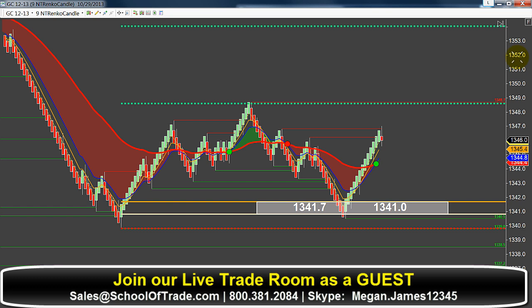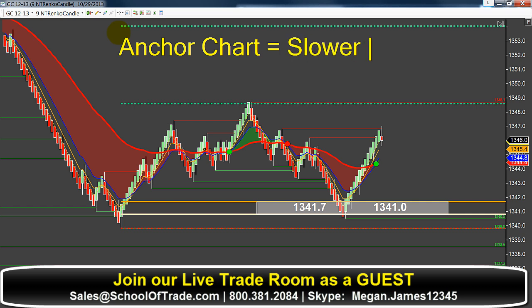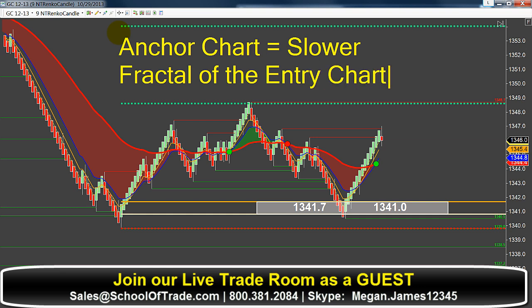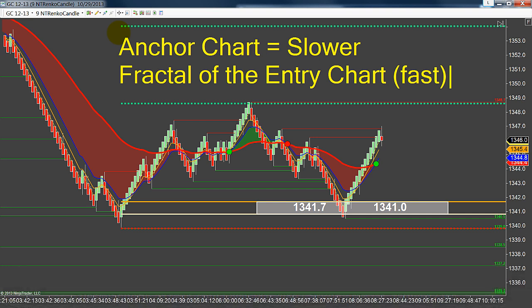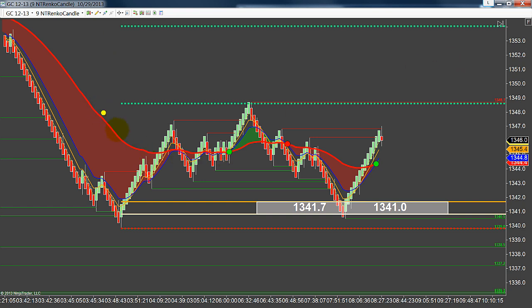Now, I believe in multiple time frames. I'm a big believer that by using an anchor chart, which is a fractal, we talked about that in yesterday's trade of the day. Remember, the term anchor is a very commonly used term for the slower time frame. And remember, this is a fractal of the entry chart. The entry chart, can you guess? Yes, it's a faster time frame. So the anchor chart tells me where I should expect to see prices turn or where I've got wide open spaces. For example, we usually use the anchor chart to trade with the long-term trend.